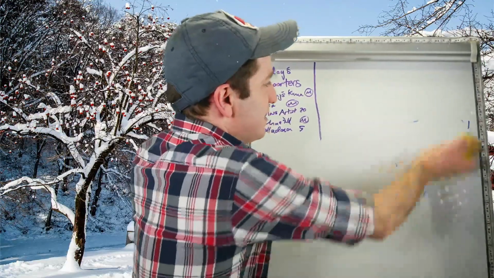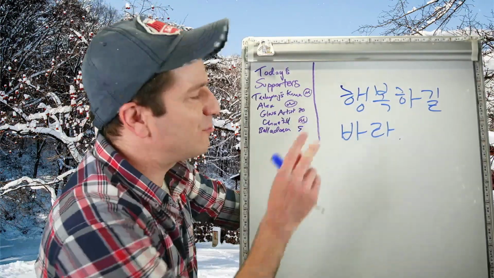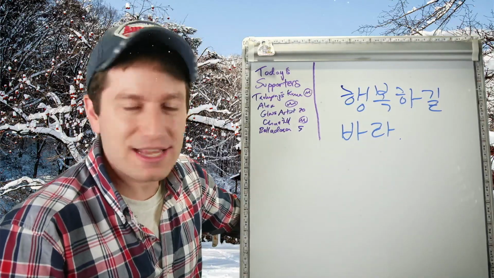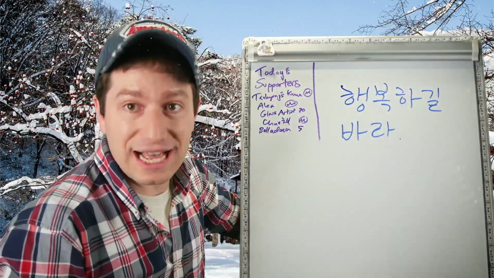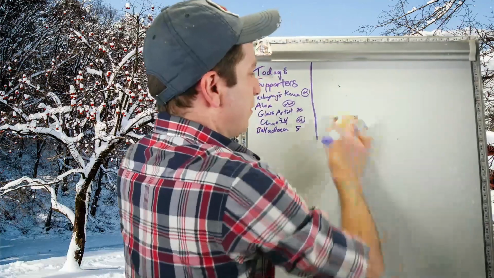Here's an example sentence. 행복하길 바라. I do hope that you will be happy. 행복하길 바라. But it is really common to end letters with something kind of like this. I hope that you're happy, or 건강하다, to be healthy. 건강하길 바라다. Let me do one more example.